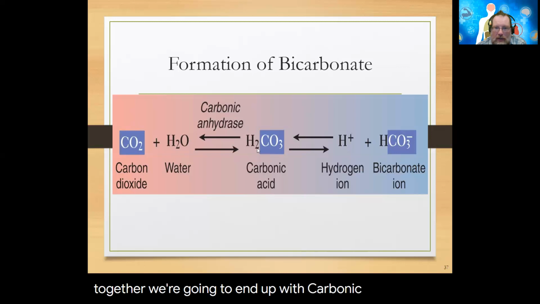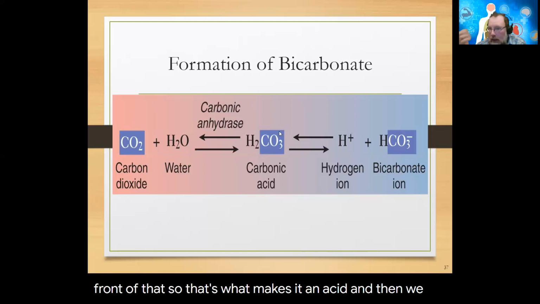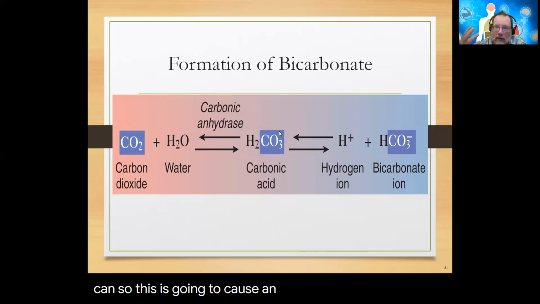We get hydrogen in the front. So we added an O, which gives us the O3. We still have one C. And then we added an H2 in front of that. So that's what makes it an acid. And this is going to cause a change in the acidity of pH. It's going to increase hydrogen ion concentration in the blood.